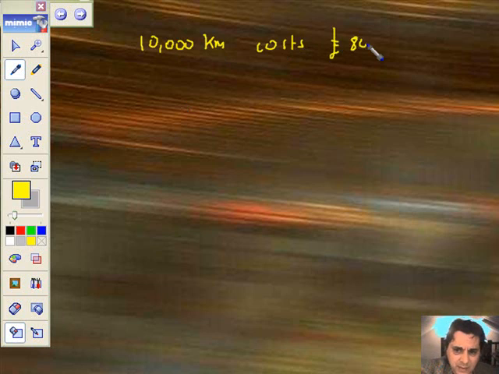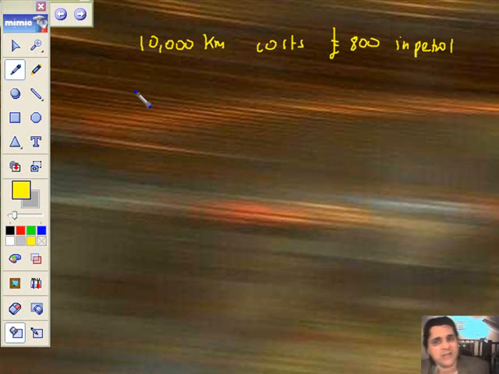1A, travelling 10,000 kilometres. Okay, so travelling 10,000 kilometres costs £800 of petrol. That's the storyline. How much does it cost to travel 12,500 kilometres? Okay, you assume in the meantime the price of petrol hasn't gone up.